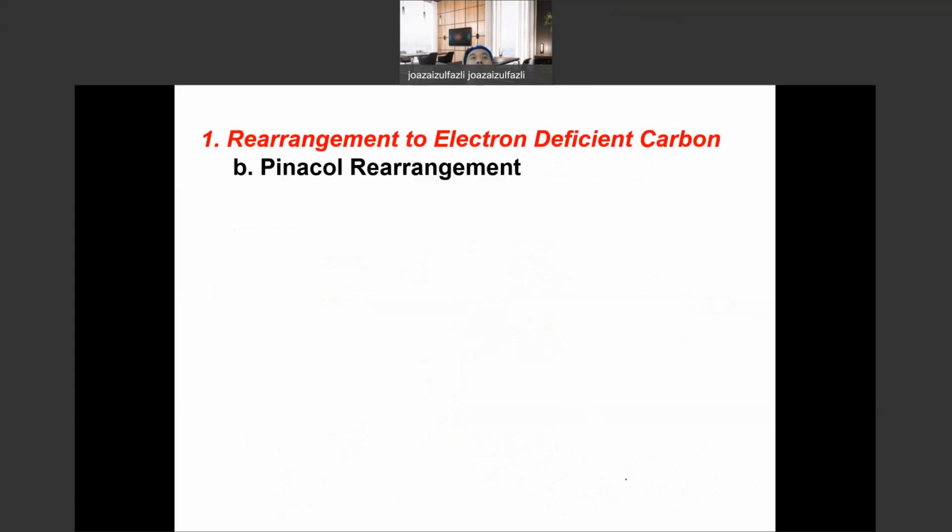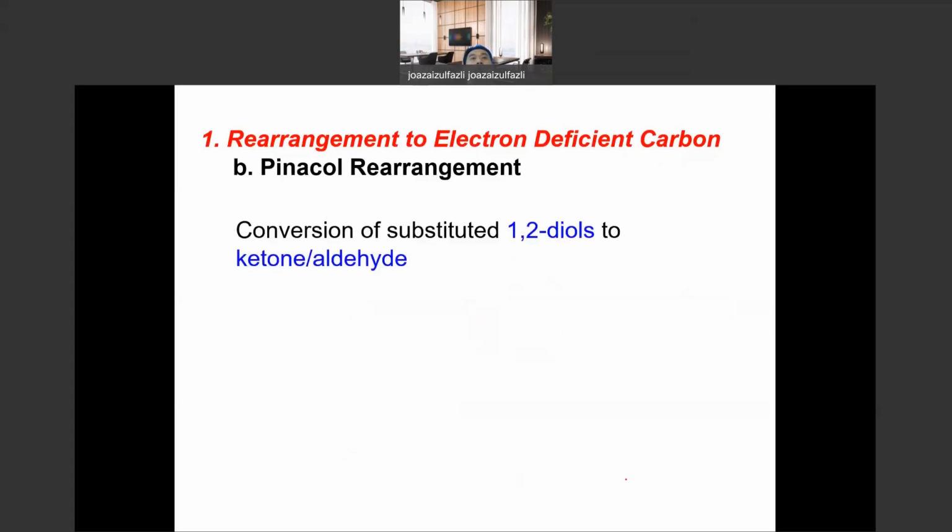Okay, and then the second rearrangement we consider is the pinacol rearrangement. It also involves a carbon that lacks electrons. Actually, it's a conversion of a substituted 1,2-diol to a ketone or aldehyde. It's the same concept as the previous rearrangements.